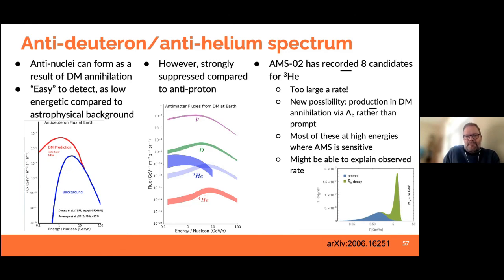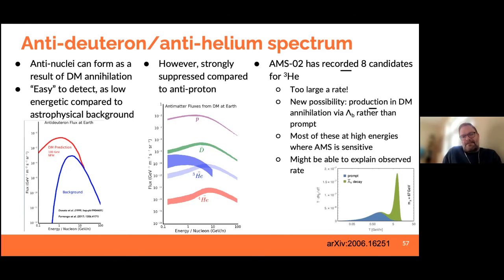And as is shown here on the right, this would give you a fairly large contribution compared to prompt, but in the energy range that is relevant for AMS, it dominates by, I don't know what it is, probably a factor 100 or so. And so this is one option to explain the observed rate, possibly, but again, there are a lot of things still, I think, to be better understood.